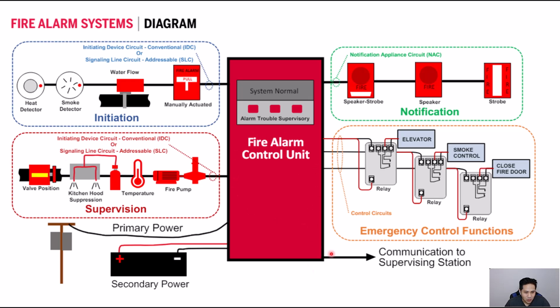Then in this panel, you have a communication to supervising station. And the supervising station, in other words, would be a central station. And a central station is basically a 24-hour, 7 days a week operational location that once they receive a signal from the fire alarm panel, it would basically send the alarm signal to the fire department automatically, and the fire department would be able to come to the building location very quickly.